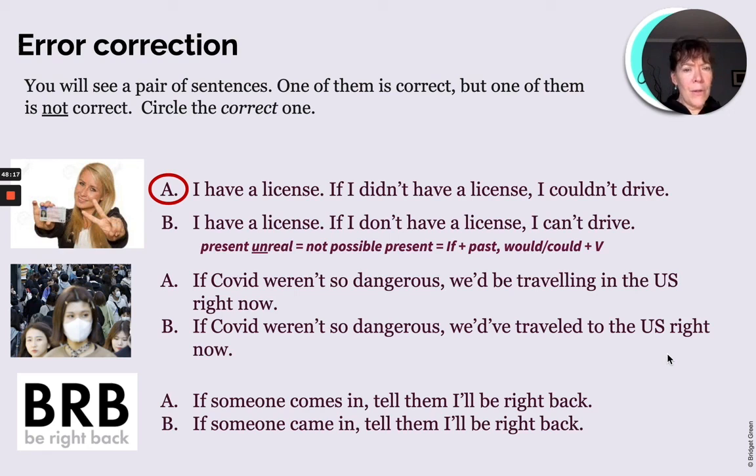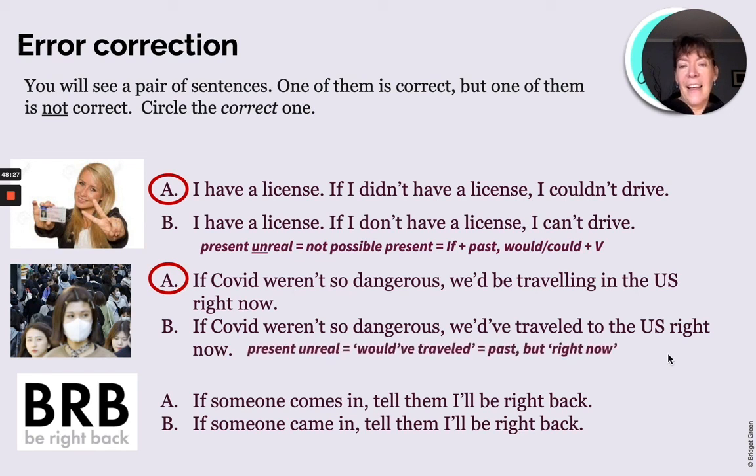If COVID weren't so dangerous, we'd be traveling in the US right now. This is true. And it's correct. COVID is dangerous. Present unreal would have traveled in the past, but this says right now. So we're not talking about the past. We're talking about the present. A and B, which is right?